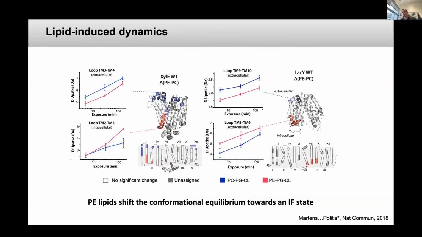For this, we use the XylE transporter, our model system, but also another very well-studied transporter from the same family, the major facilitator superfamily, LacY. That's also well-known and very studied. For these two different transporters, by just modifying the lipid environment, we can see a shift of the conformation equilibrium from the outward-facing to the inward-facing conformation. You can see that with the red beads at the bottom.